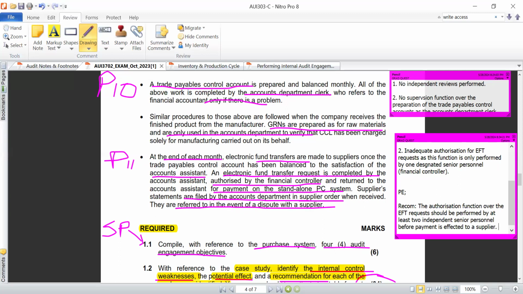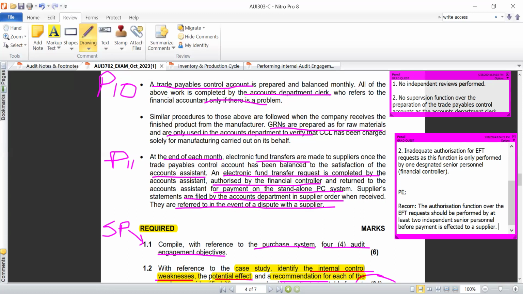All right. Another thing you can add, I'm not going to write it down. The authorization of EFT requests should only be performed after appropriate verification and matching of supporting documentation have been done. That's the only time when the authorization of an EFT request is done. So what should that person do?